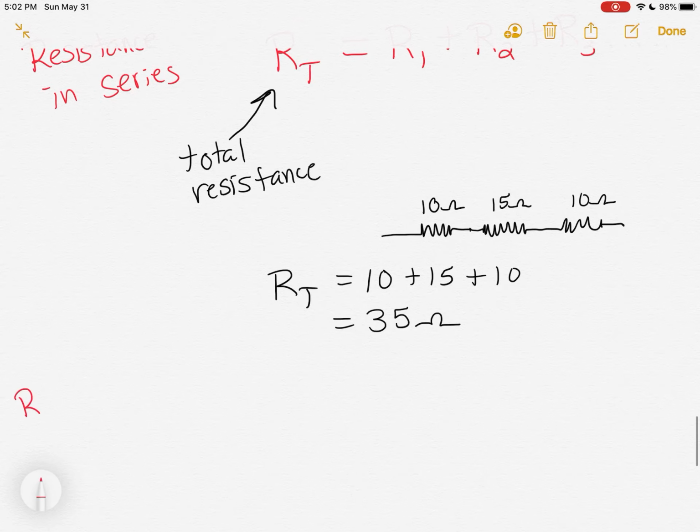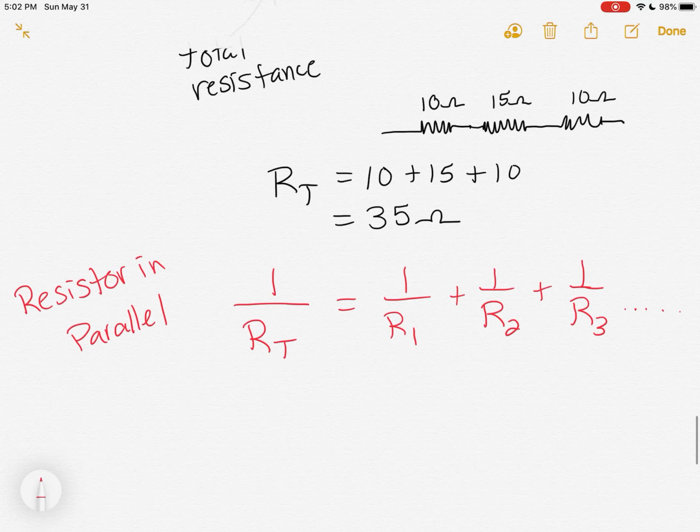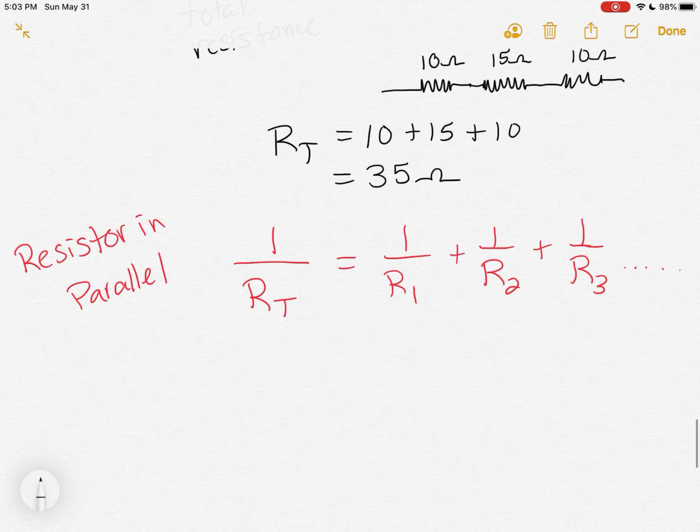Now, if you are in parallel, with resistors in parallel, the formula is a little bit different. 1 over the total resistance is 1 over R1 plus 1 over R2 plus 1 over R3, and so on for however many resistors you have. This looks a little bit different, right? This is the total resistance now.